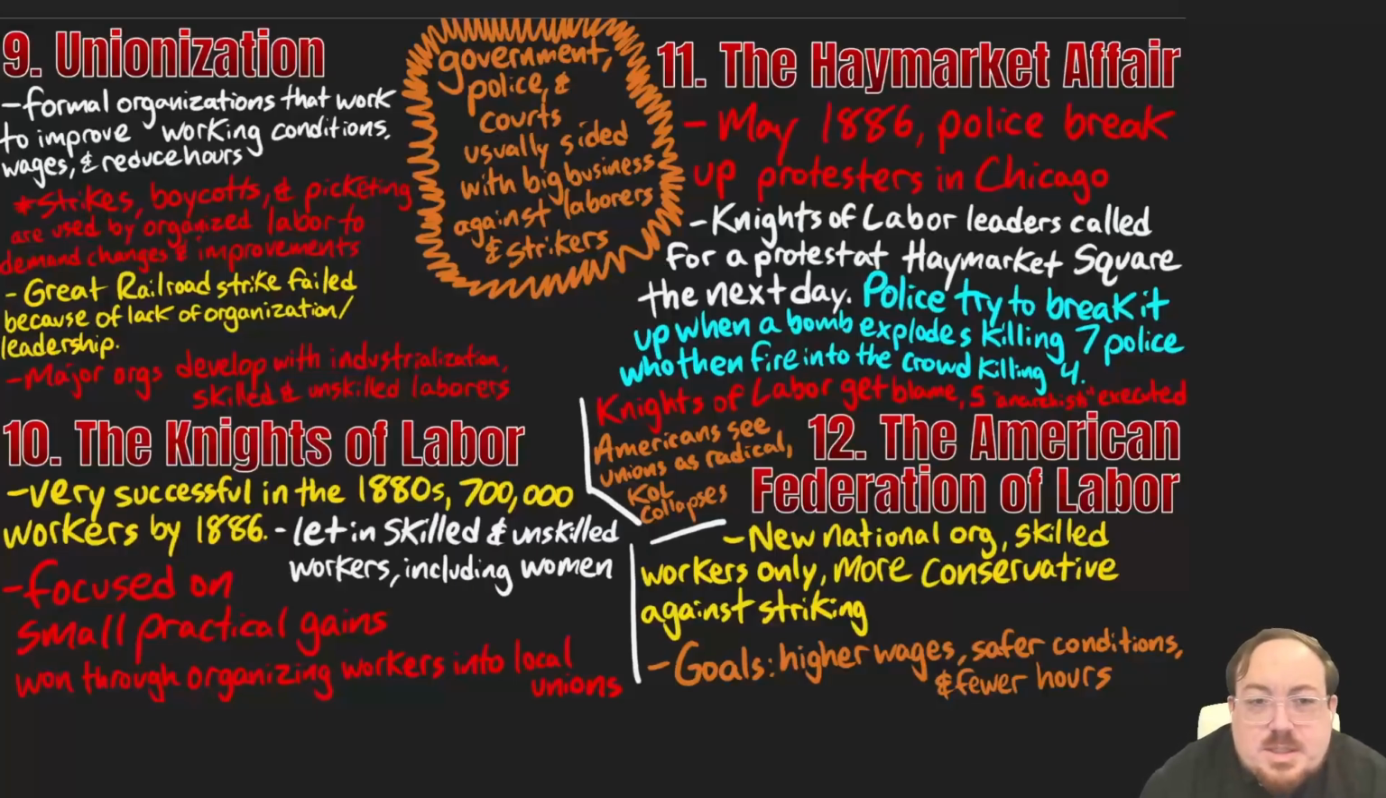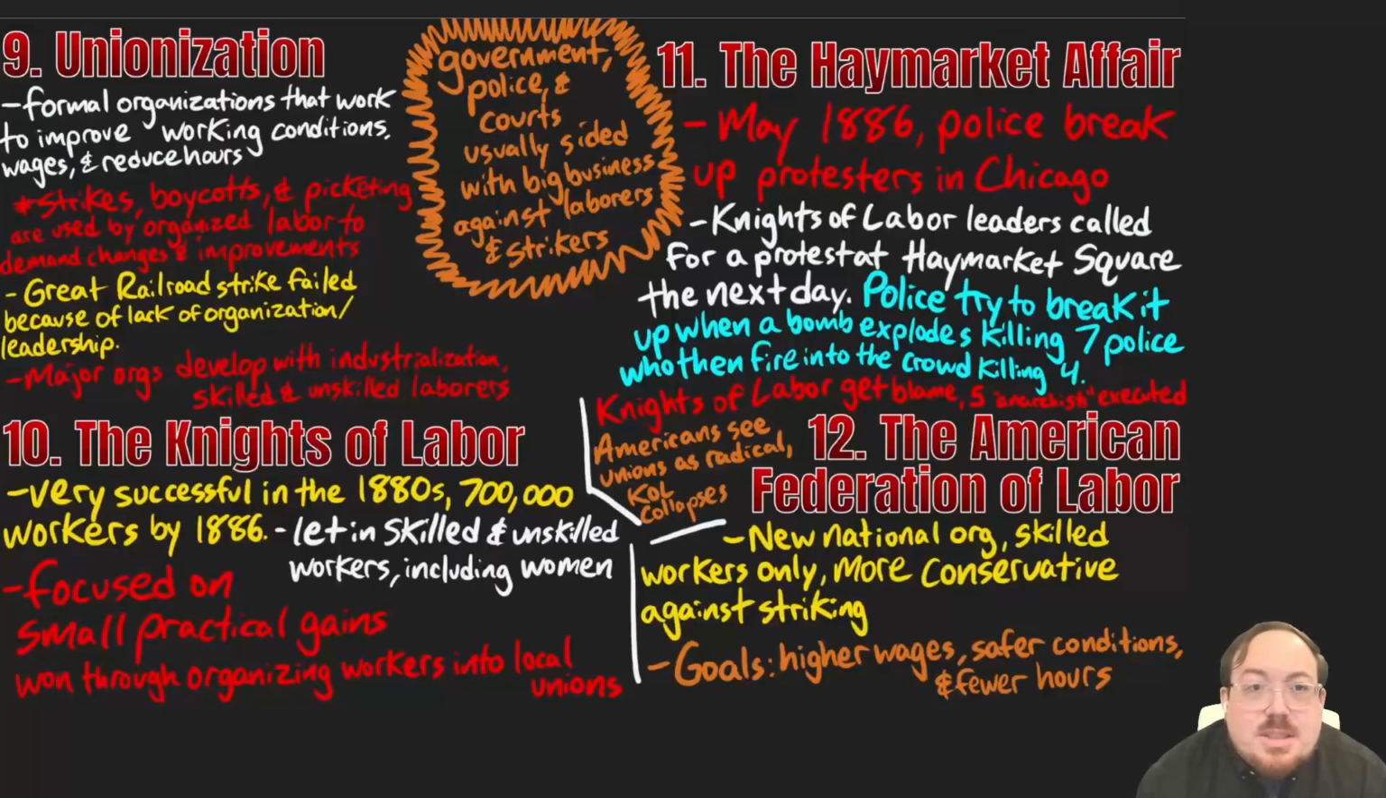The next day, when police try to break up this protest, someone throws a bomb that ends up killing 7 policemen, who then fire into the crowd, killing 4. Though we don't know for sure who threw the bomb or whether they were members of the Knights of Labor, they will end up getting the blame, and 5 organizers, members of the Knights of Labor, will be labeled as anarchists, tried, and executed. Those on the labor side will view these people as martyrs, as people who died for what they believed in. But for many, they saw the Knights of Labor as radical.